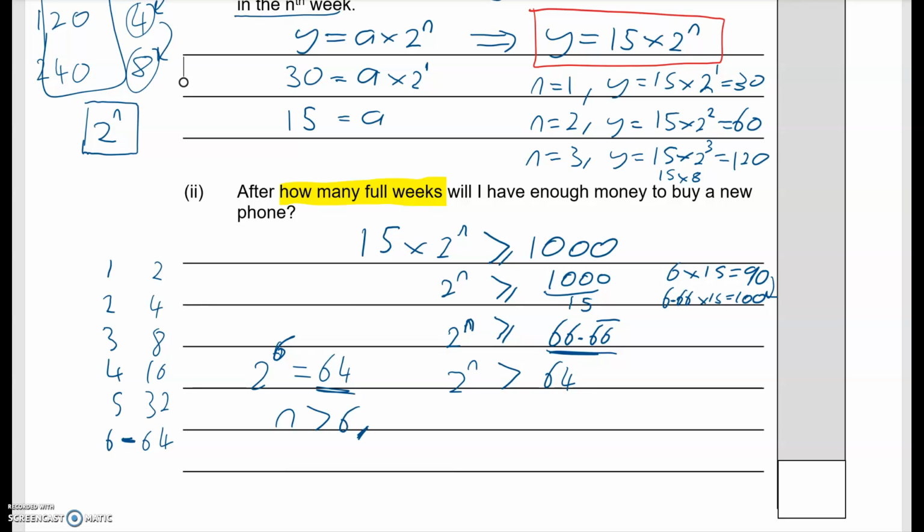And it says full weeks. That's a clue that you can't have a decimal. You can't do 6.1. It says full weeks. The only whole number, the whole integer, greater than 6, the next one, is 7. So, to write it in words, it will take 7 weeks.